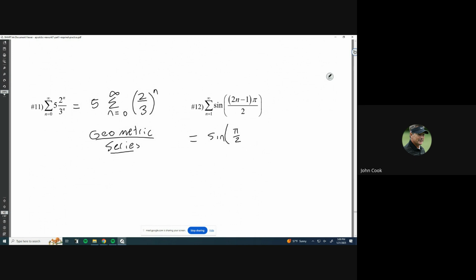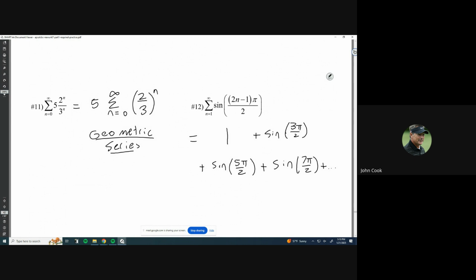And then plus my next term, if I plug in 2, I'd get sine of, let's see here, 2 times 2 is 4. 4 minus 1 is 3, so 3 pi over 2, plus, and then it would be sine of, let's see, if I plug in 3, 3 times 2 is 6, 6 minus 1 is 5, so 5 pi over 2. Oh, I see a pattern forming here. Okay, so then the next one's going to be sine of 7 pi over 2 and so on. So sine of pi halves is just 1.